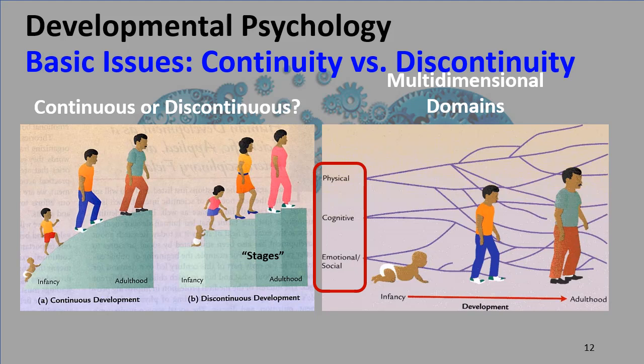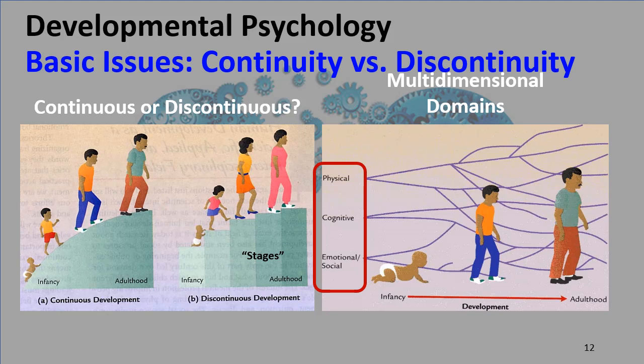In other words, does it happen on an even arc, or does it come in stages? So anytime you say, oh, they're just going through a stage, then they're talking about discontinuous concepts in developmental psychology.